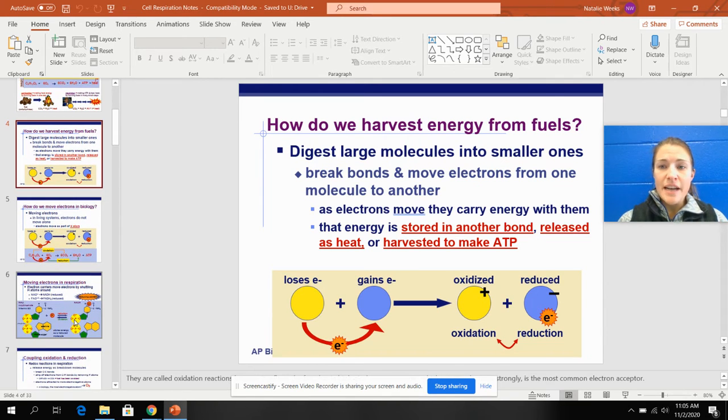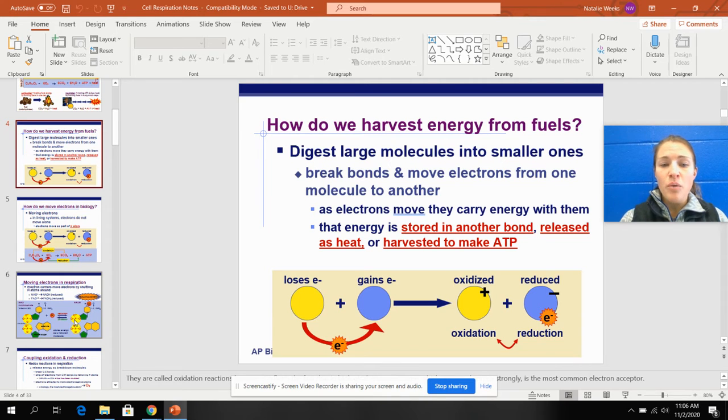So when we're harvesting energy from our fuels, we're going to digest very, very large molecules and kind of chop them up into smaller molecules. We're breaking bonds or moving electrons around. This is the part where it gets a little bit hairy. As far as cell respiration and next photosynthesis goes, you are only going to be concerned with what goes into each process and what comes out.